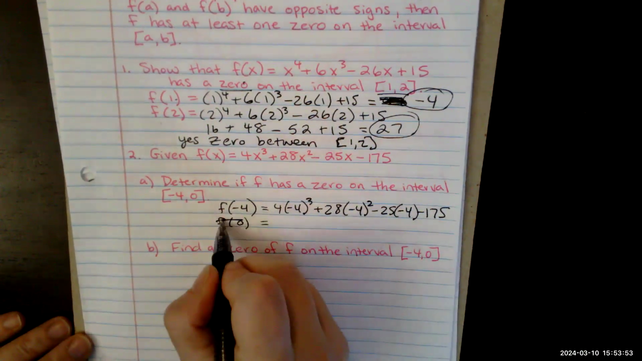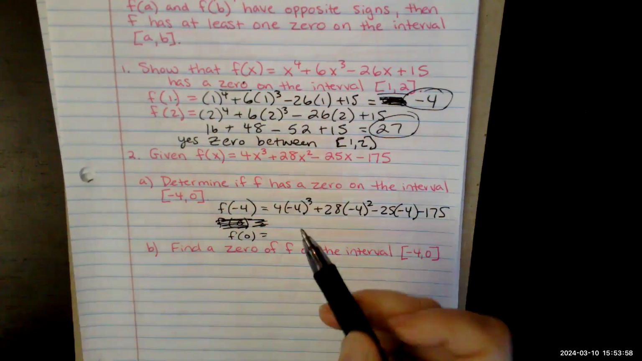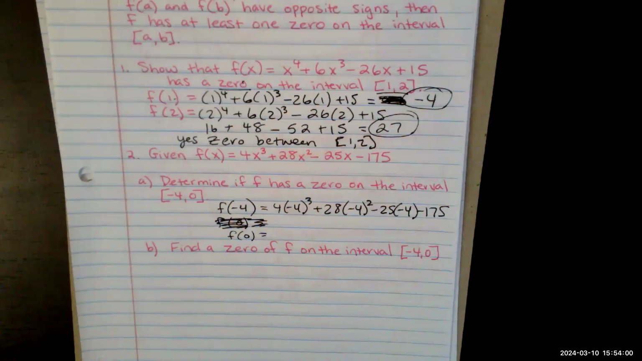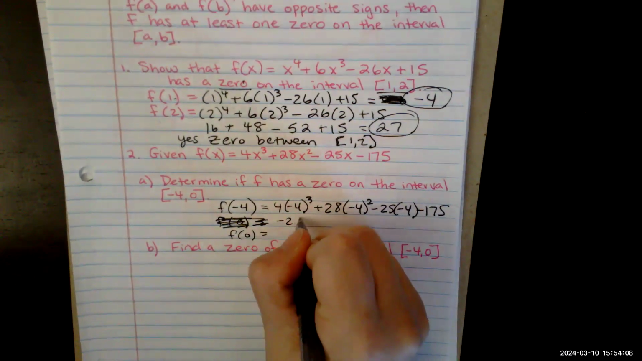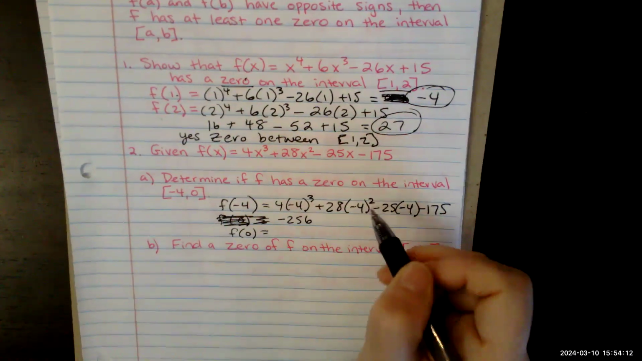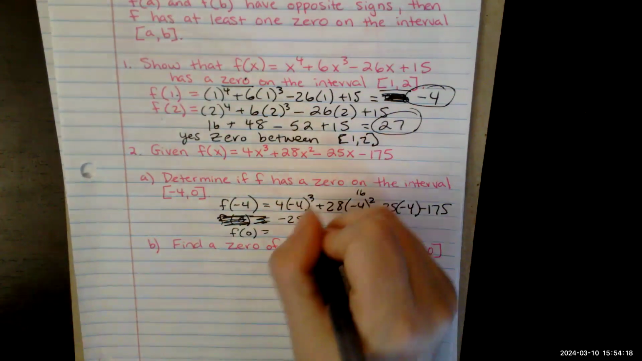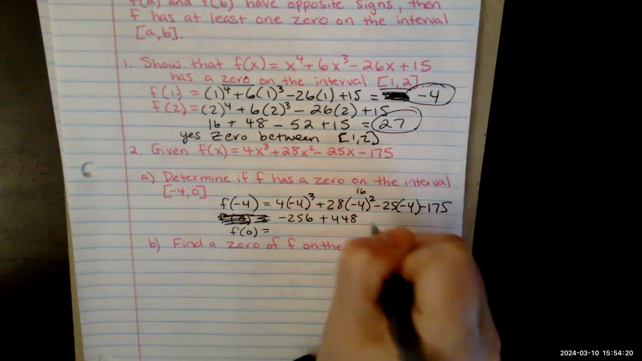So I'm going to maybe move this down because the 0 is going to be a lot easier. All right, so -4 to the 3rd is going to be a negative times 4 is -256. -4 to the 2nd will be positive 16. So 16 times 28 is 448.